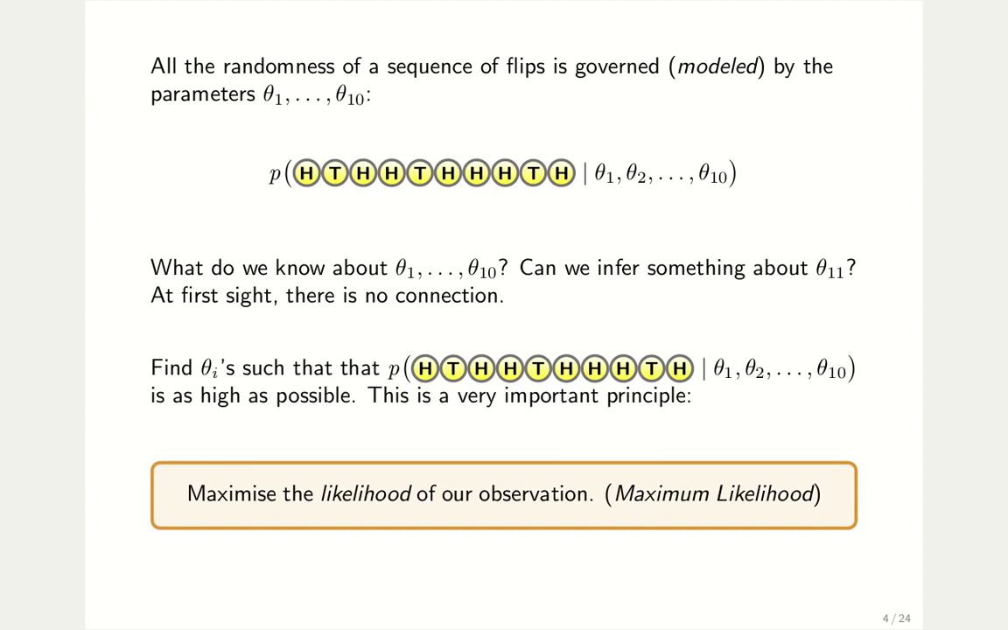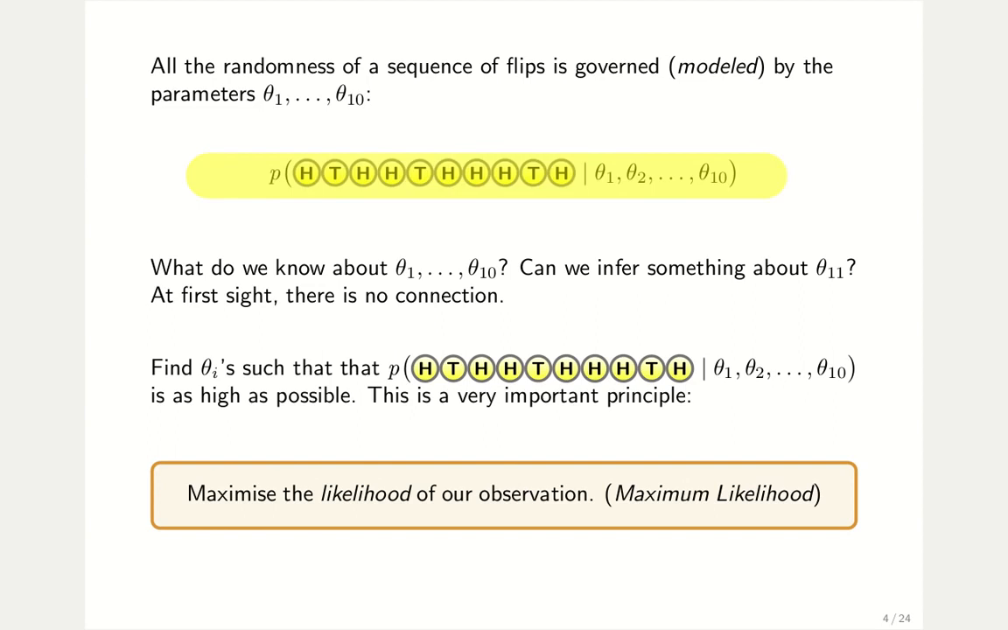So theta 11 is still problematic. For the moment, we'll thus stick to what we have, which is theta 1 through theta 10, and the observed sequence. And this observed sequence has a probability of being observed, which depends on parameters theta 1 through theta 10. That's what's written down here.